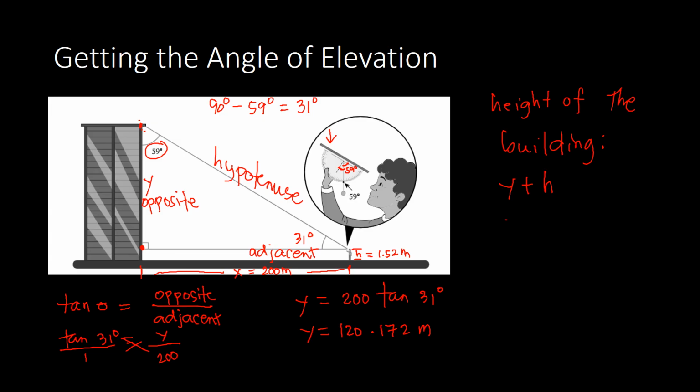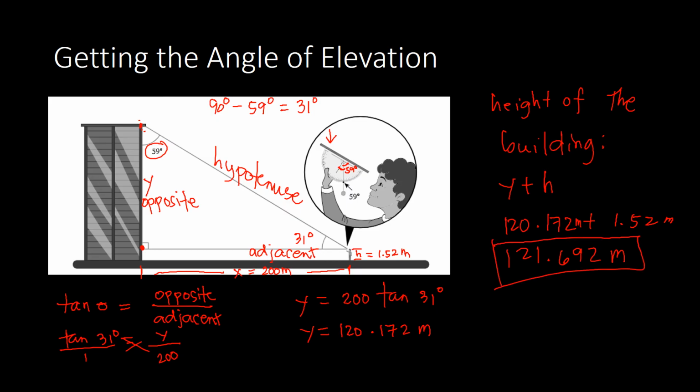So we have our Y, which is 120.172 meters, plus 1.52 meters. Adding that up, that will be equal to 121.692 meters. This will be our height of the building.